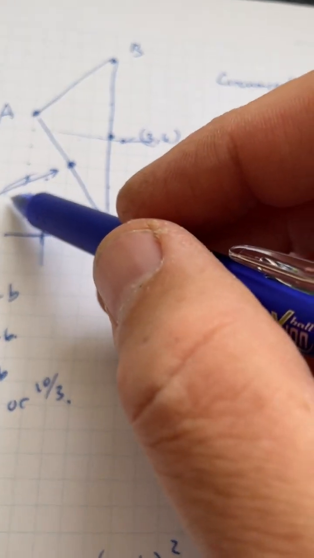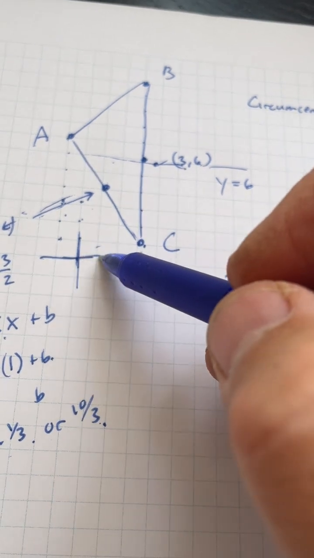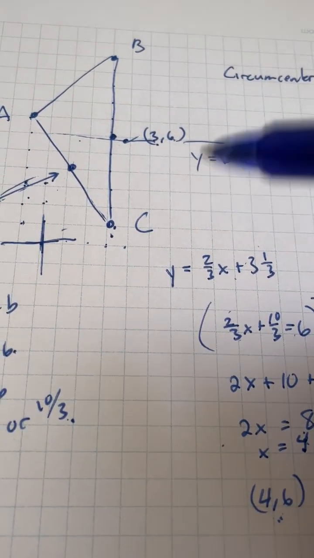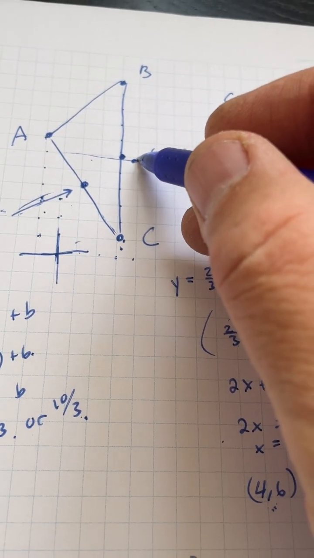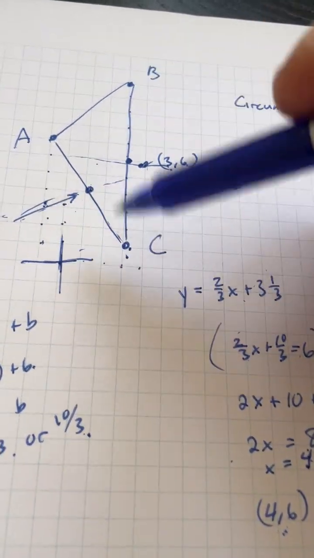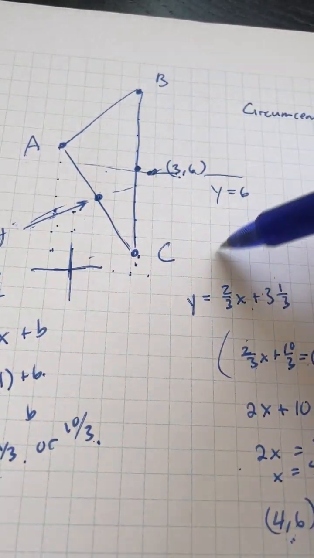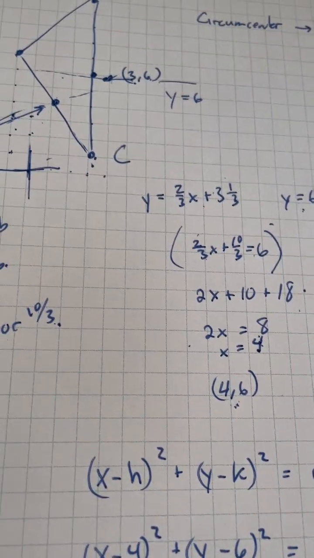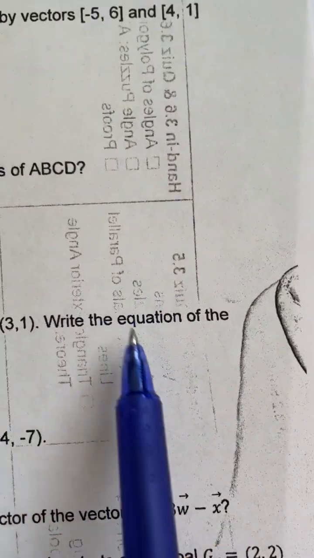Let me just eyeball that and see if it makes sense. 1, 2, 3, 4, 6. So yeah, that looks approximately right. It is a little weird that it's outside the triangle, but that can happen. So my circle is going to be something like that. Long problem. All right, we still need to get the equation of the circle.